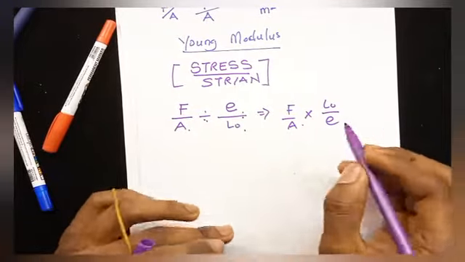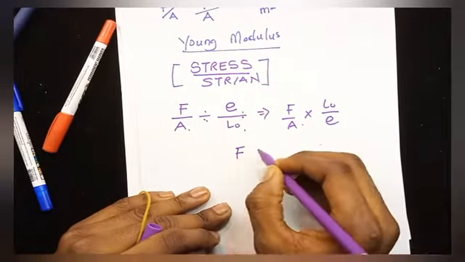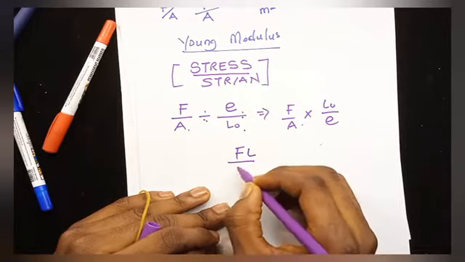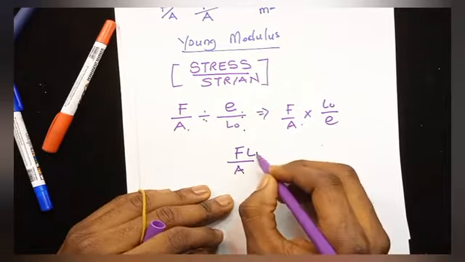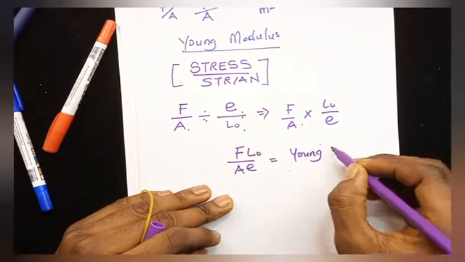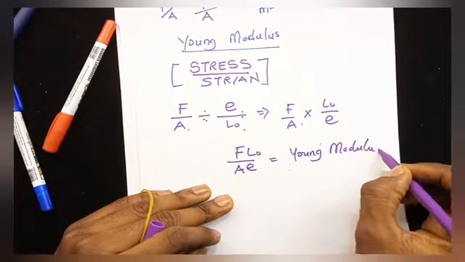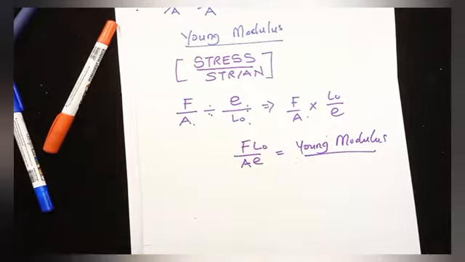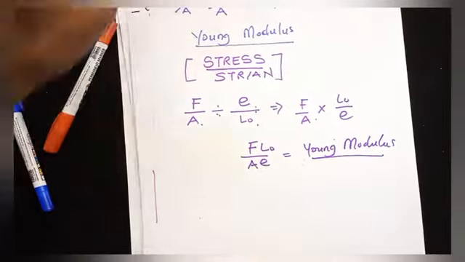So what we have here eventually is that force over area, length over E, is equal to Young modulus. I know this calculation is looking complex, but your exam is not usually complicated. Let me show you one question that came out some years ago in your exam.